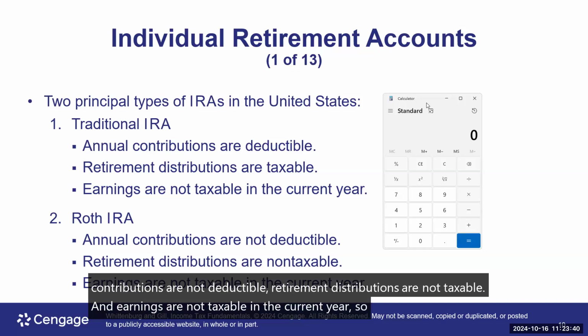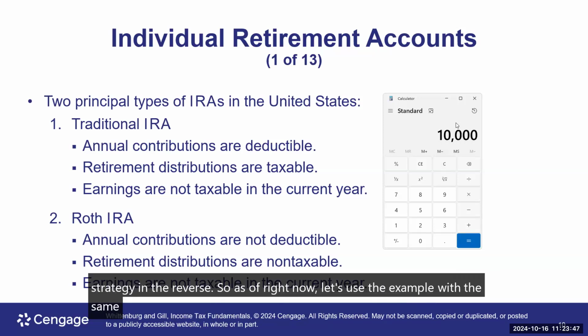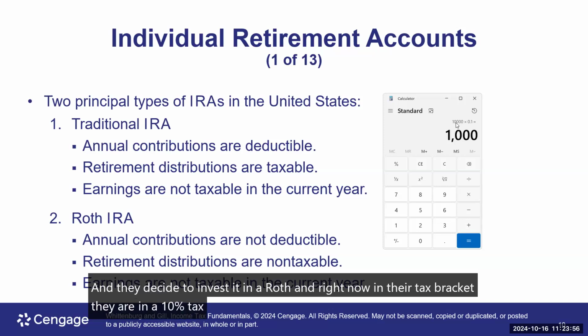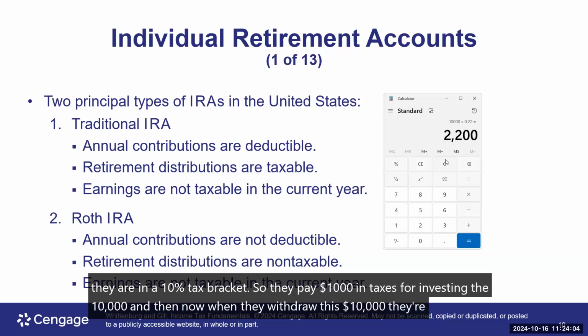So this is a saving strategy in the reverse. As of right now, let's use the example with the same taxpayer. They have $10,000 and they decide to invest it in a Roth. Right now, they are in a 10% tax bracket, so they pay $1,000 in taxes for investing the $10,000. And then when they withdraw this $10,000, they're in a 22% tax bracket.